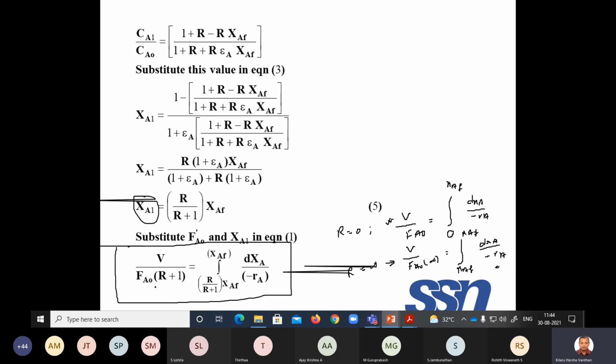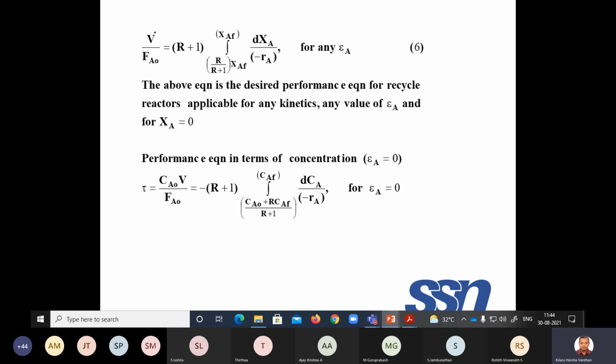So this is the expression. Now R plus 1 is common, so you can put it on this side. V by FA naught is R plus 1 into integral of R by R plus 1 XAF, dXA by minus RA. This is for any epsilon A. There can be expansion, 0, or anything.